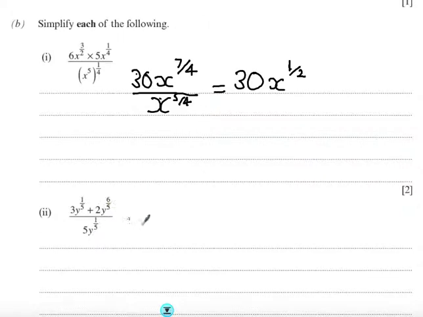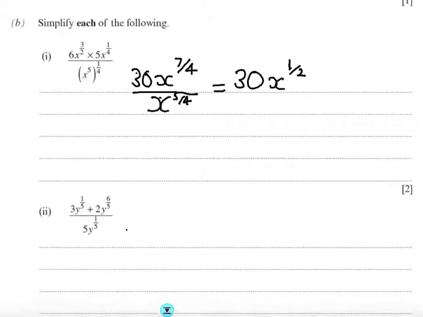Okay, let's look at part 2, very similar. Considering our numerator there, what I have here is a common factor of y to the power of 5. So I'm going to scroll down a little bit, give myself a little bit of space. y to the power of a fifth is a common factor, so I'm going to take that y to the power of a fifth out. What it leaves inside the bracket is 3 plus 2y to the power of 6.